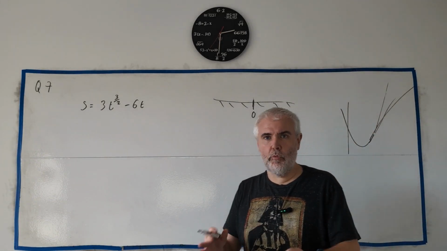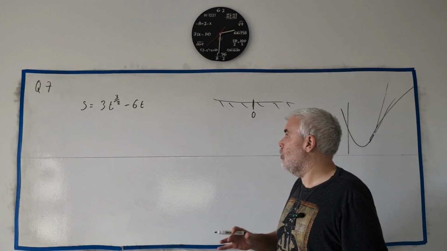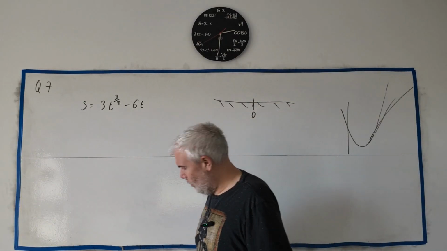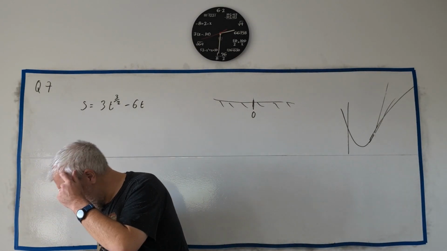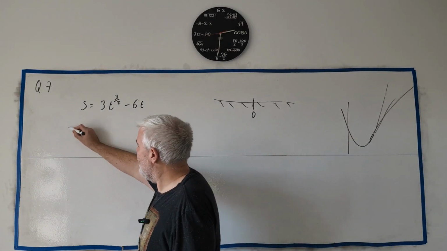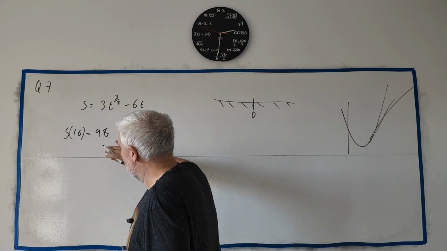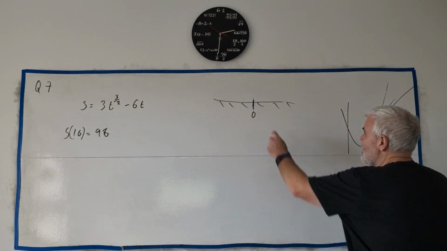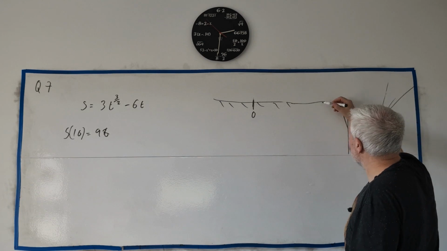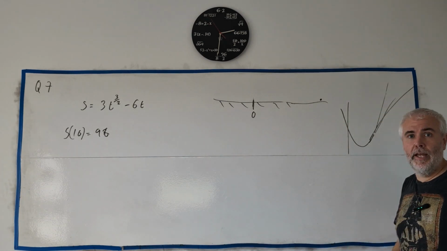Let me first do this question wrong. You could have put 16 in here. And what number is that actually? 96. If you put 16 in here, S of 16, you'll get 96. So after 16 seconds, they're down here somewhere. They're down at this point.